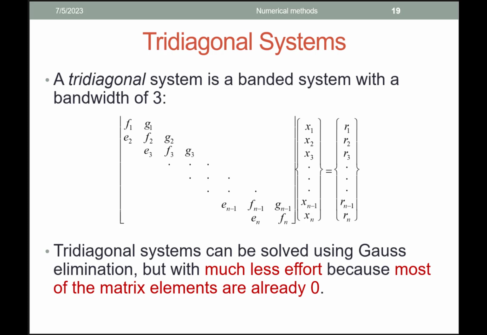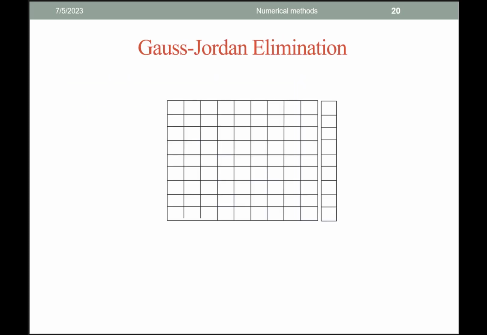All right, so the last couple slides here. Tridiagonal systems. So this is basically a system where if I build the coefficient matrix A, I have values in the 3 diagonals, and everything else is a 0. So this type of system is really easy to solve using Gauss elimination, right? Because most of the matrix is already a 0. So it's really easy to solve. So that's what this slide's saying.